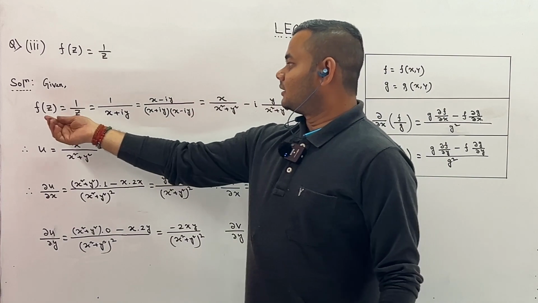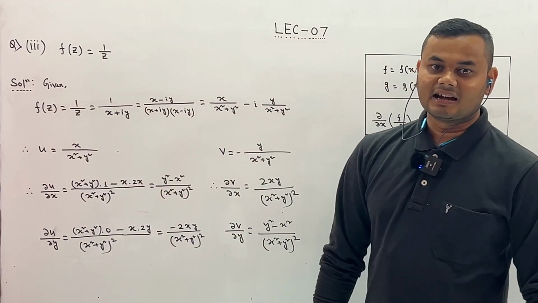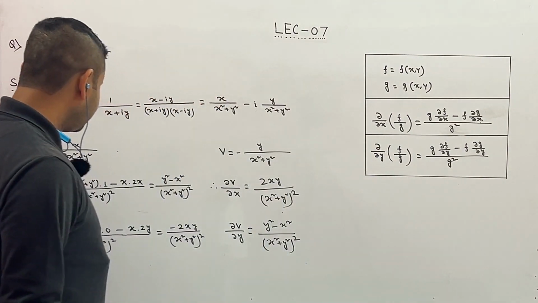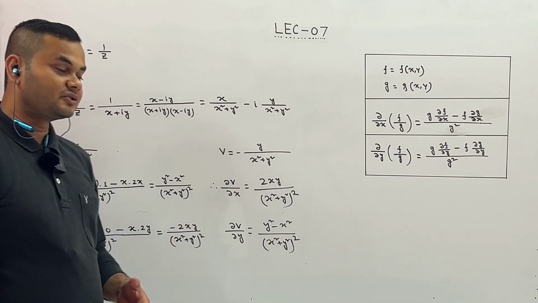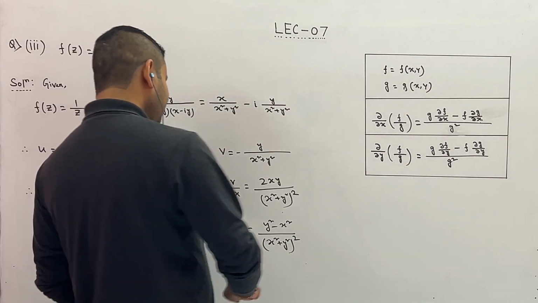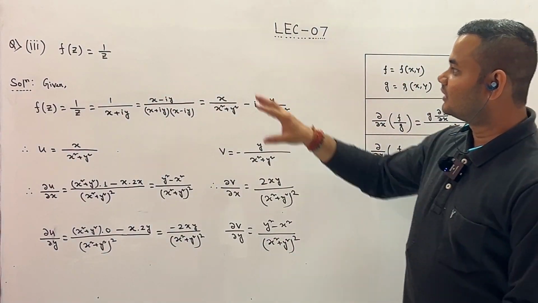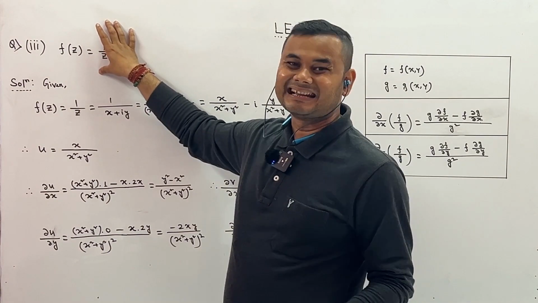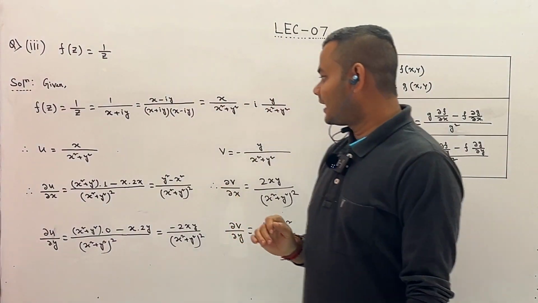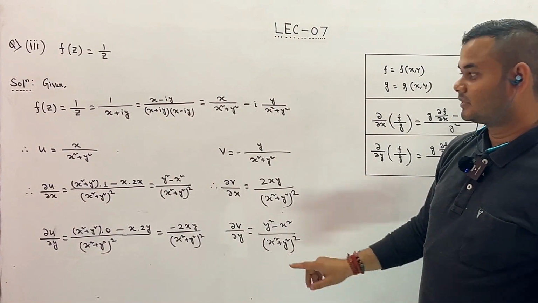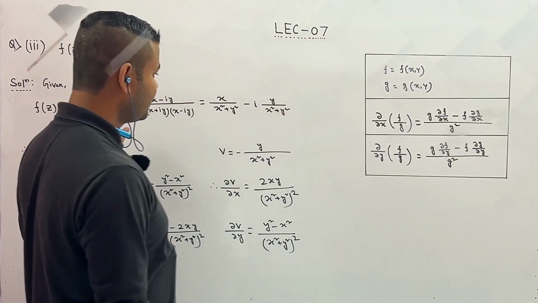Hence, this function satisfies CR equations. And apart from that, we have seen that all the partial derivatives are continuous functions of x and y except at x equal to 0 and y equal to 0. That means the given function is an analytic function at every point except at x equal to 0 and y equal to 0. Okay? Now let us write those parts.